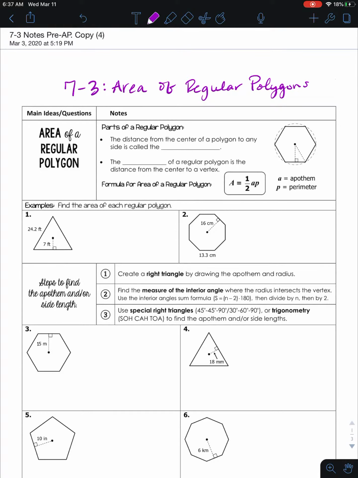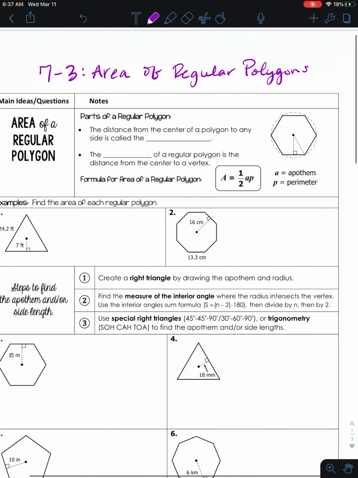Area of regular polygons. Okay, so we're going to talk about some important parts of a regular polygon. The first one is called the apothem: the distance from the center of a polygon to any side.